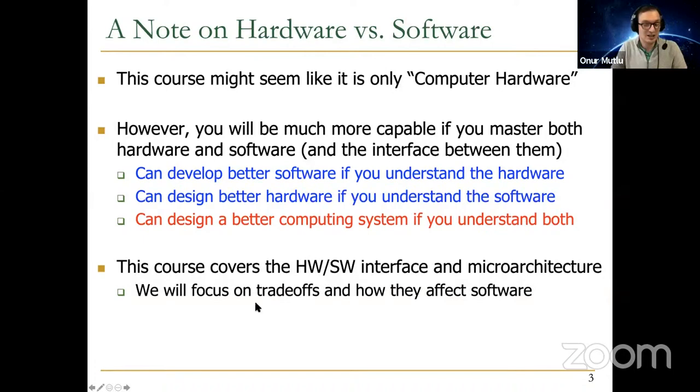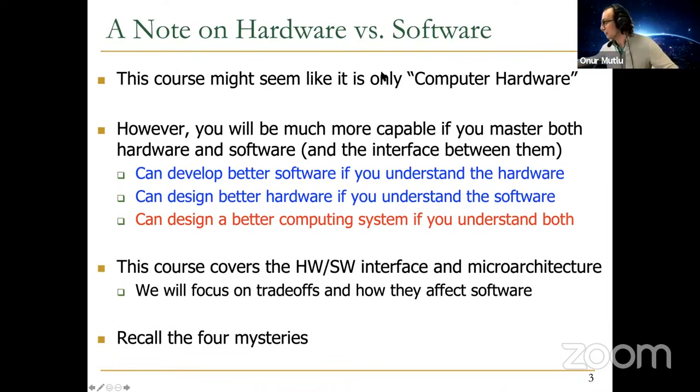So we will focus on trade-offs and how they affect software as well as hardware, of course, and recall the four mysteries. Those are good examples of potential trade-offs we're going to make going into the future. I know you may not have understood those mysteries completely, and that was not the purpose. It was not the understanding. It was really to show you the breadth of interesting things that are going on in computer architecture today, and how what you're going to learn is going to affect or help you solve problems and understand these interesting issues.